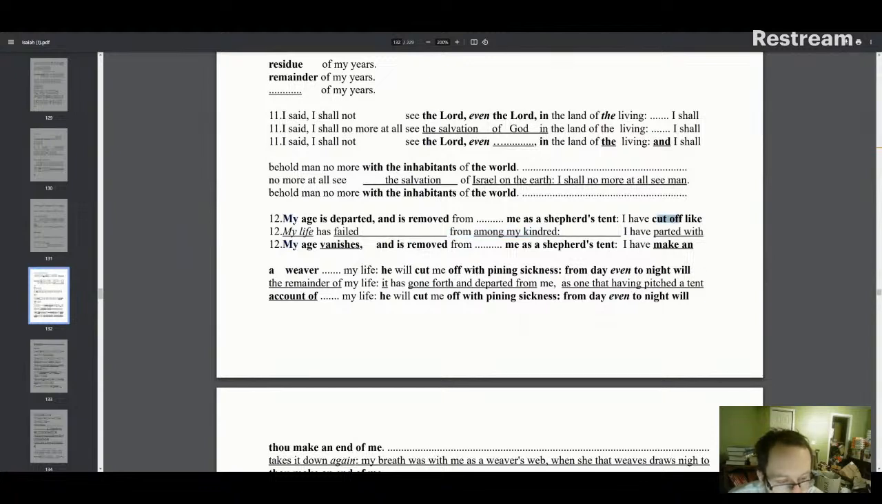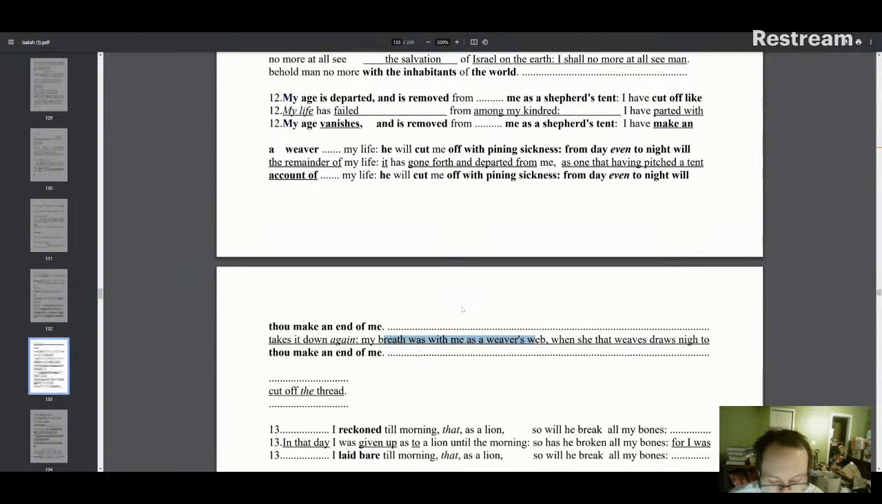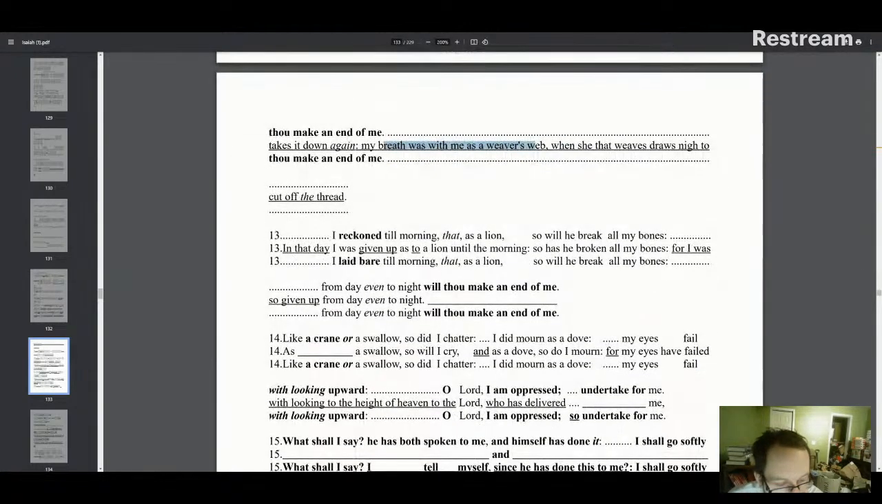Also, interestingly, the Hebrew says, I have cut off like a weaver. The Septuagint removes the comparison and just says, parted with the remainder of my life. Oh, I know, here it is, weaver's web, cut off like a weaver. So very interesting. It's a different word order. Okay. Will thou make an end of me corresponds to, for I was so given up.